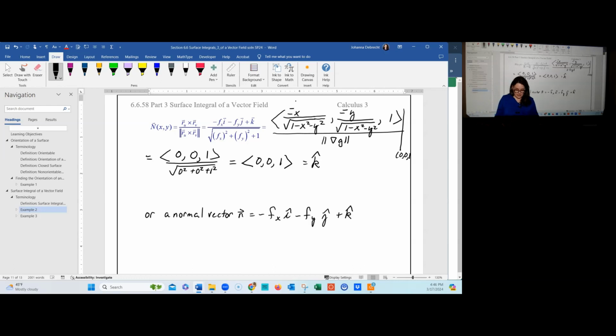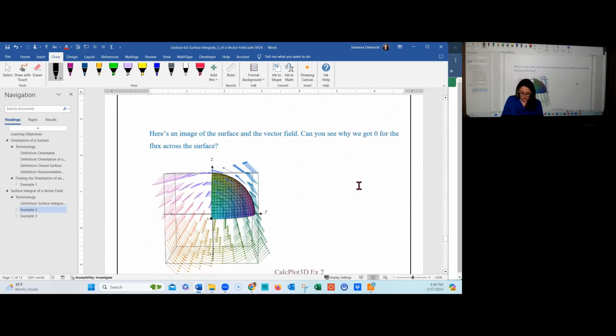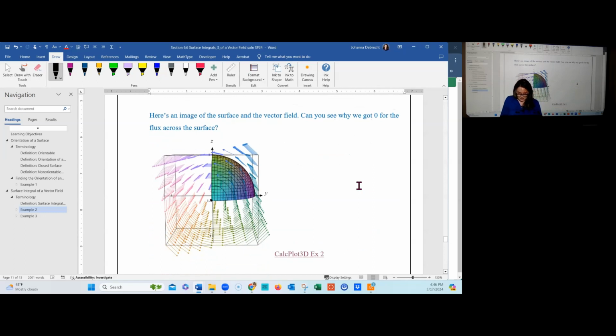Let's take a look now at what it looks like. Here's an image of the surface and the vector field. The point we evaluated the normal vector at is right here on the positive z-axis at 0, 0, 1. K hat points directly up, which does verify that the normal vector we found does point in the upward or outward direction. So it is correct.